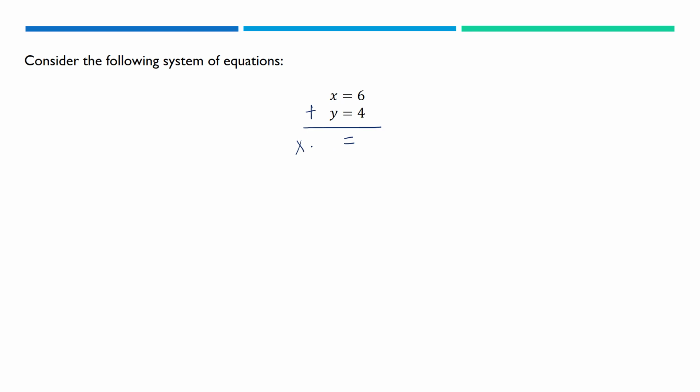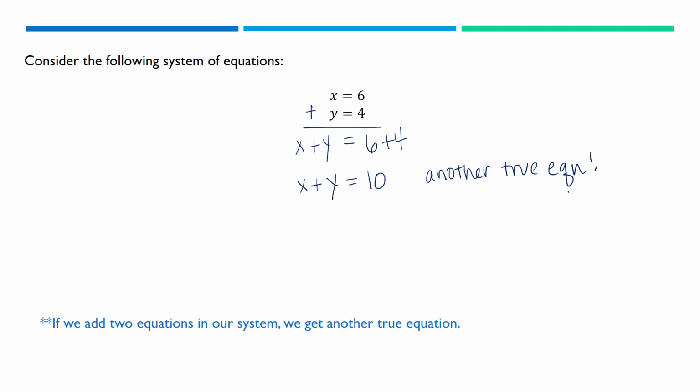x plus y on my left-hand side, and on my right-hand side, 6 plus 4, which I can simplify to 10. So my addition gives me a new equation, x plus y equals 10. And since we know x is 6 and y is 4, 6 plus 4 is 10. So this is indeed another true equation. If we add two equations in a system, we get another true equation. That's what I want to develop here.